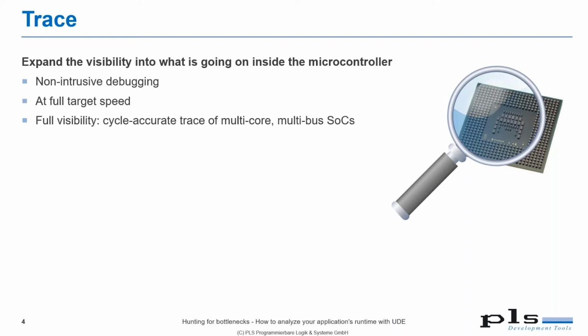Typically with trace, you can run your target at full speed, at the maximum clock frequency that you want to use in your application. And you can measure the timings of your application, of functions, of the execution of code very accurately. And that is obvious, it is crucial if you want to investigate timing bugs and timing issues that you have a very exact time measurement.